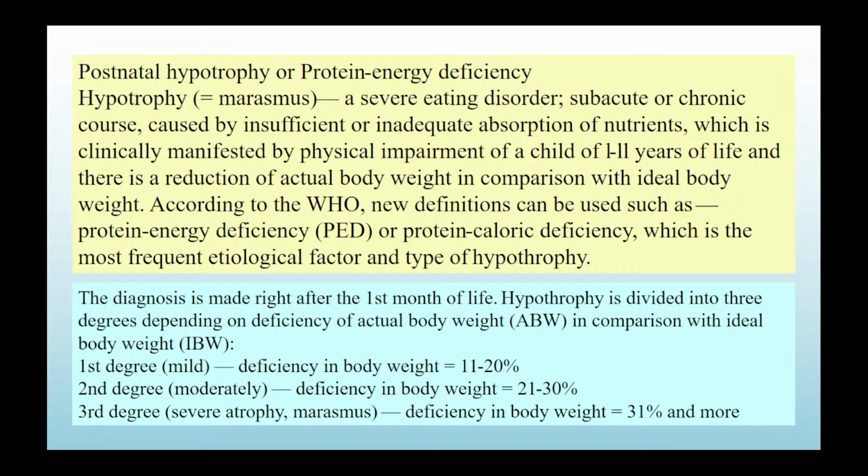Hypotrophy is divided into 3 degrees depending on the deficiency of actual body weight in comparison with ideal body weight. The first degree is a body weight deficiency of 11 to 20%. The second degree is a moderate deficiency of body weight, 21 to 30%. The third degree is severe atrophy or marasmus, with a deficiency of body weight of more than 31%.